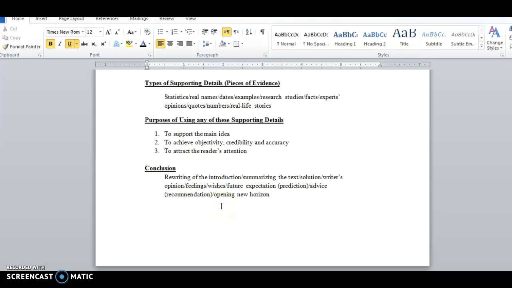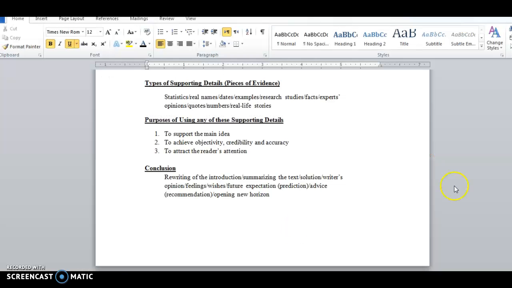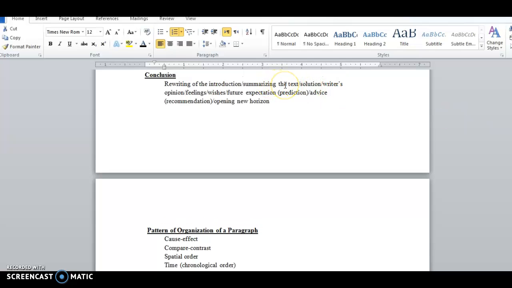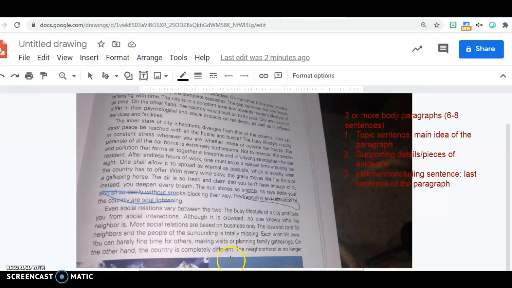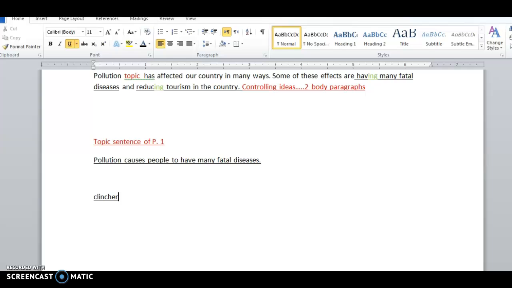Now, I give the main idea, I explain it by giving these things. I want to end my paragraph. I end my paragraph by writing a clincher. In the clincher, I can rewrite the topic sentence just in one sentence. This is the last sentence. I can summarize the whole paragraph.